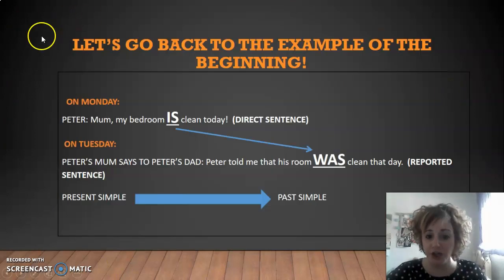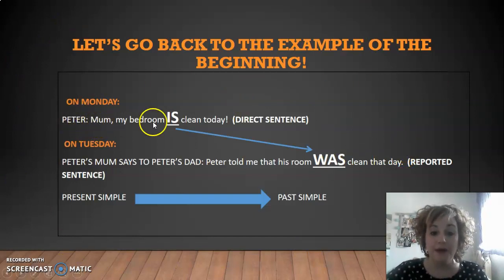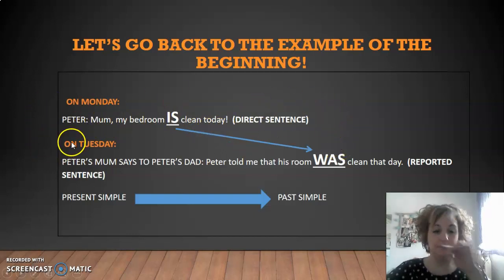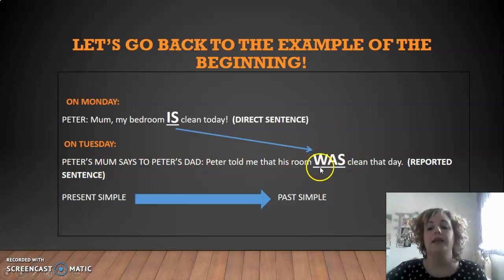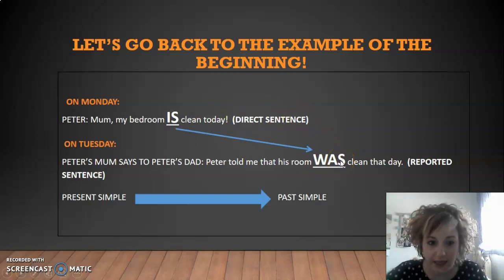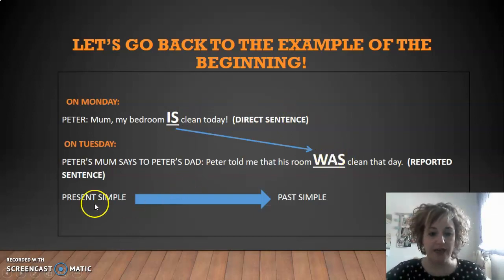Okay, we are going to see now the example of the beginning. For example, Peter says, Mom, my bedroom is clean today. This is the direct sentence, okay? And on Tuesday, Peter's mom says to Peter's dad, Peter told me that his room was clean that day. So as you can see here, the verb to be is in present simple. So the verb to be in the reported speech must be in past simple, okay? We have changed this tense into this one.